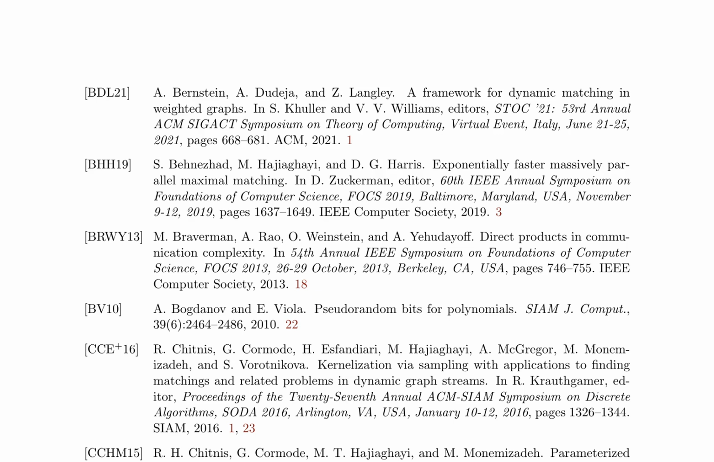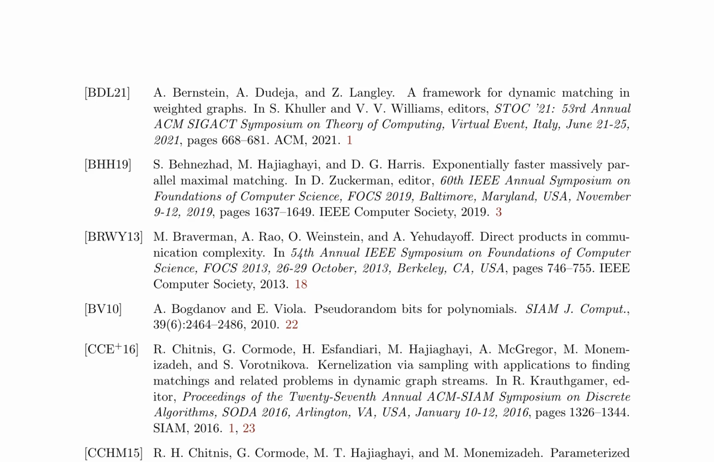In the realm of graph theory and streaming algorithms, several research papers have made significant contributions to our understanding of dynamic matching, maximal matching, and communication complexity. The paper BDL21 introduces a framework for dynamic matching in weighted graphs, providing insights into how to efficiently match nodes in graphs where edges have different weights. This is followed by BHH19, which presents an exponentially faster massively parallel maximal matching algorithm, significantly improving the speed and efficiency of finding maximal matchings in graphs.